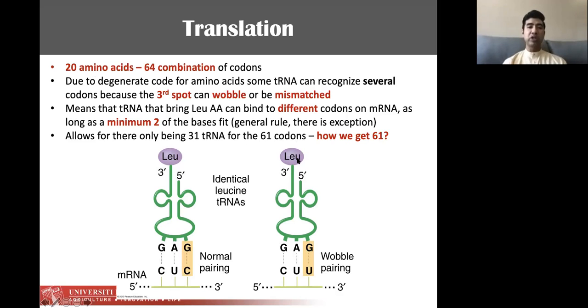So my question would be, why does the wobbling or mismatch exist in terms of translation? Why does this thing exist? To make the protein detach, I think. Is it correct? Kind of, but not the thing I'm looking for.